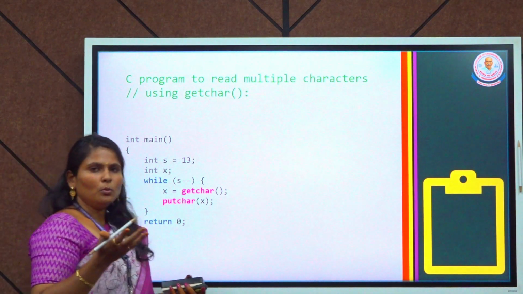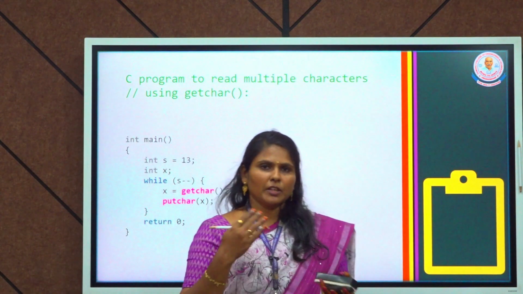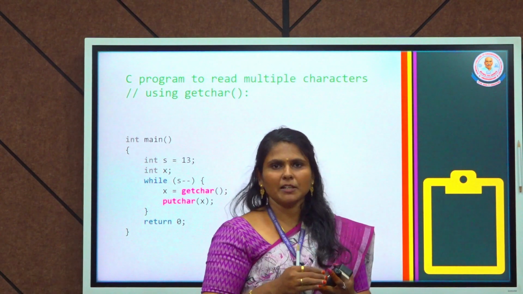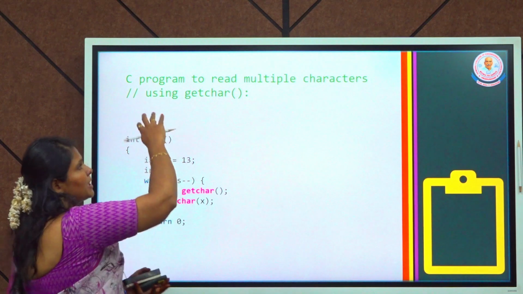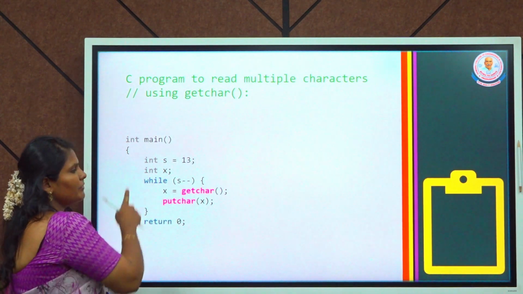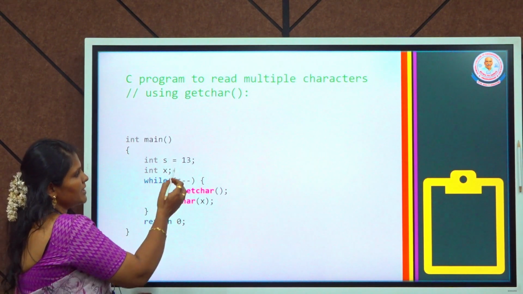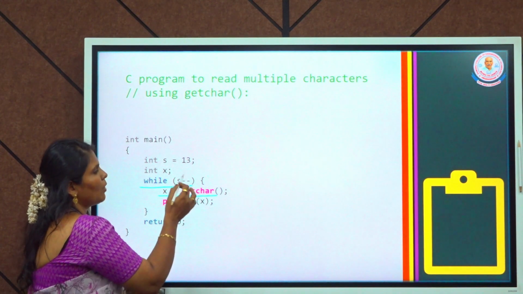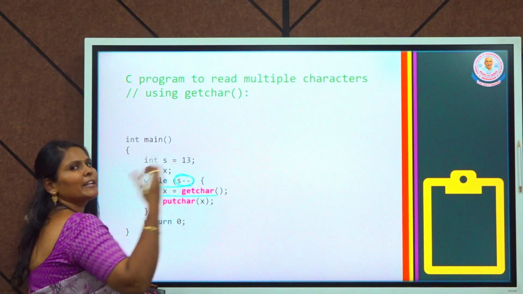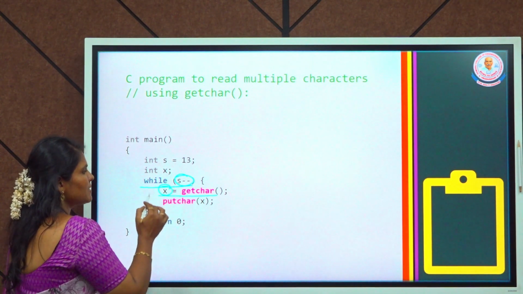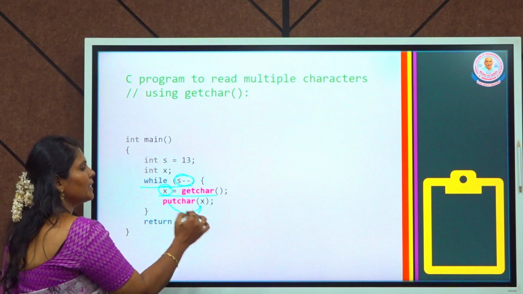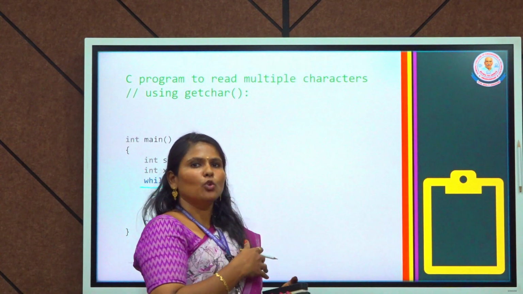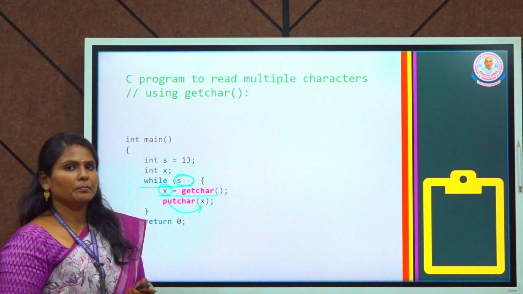So I told you that getchar and getc are used to read or print only a single character. If we want to read or print multiple characters, then we can use this code snippet. I am using a while loop with a counter. Until the counter value reaches 0, it will get the character, store it in x, and then immediately print the character again. In that way, by using loops, we can get multiple characters at a time.